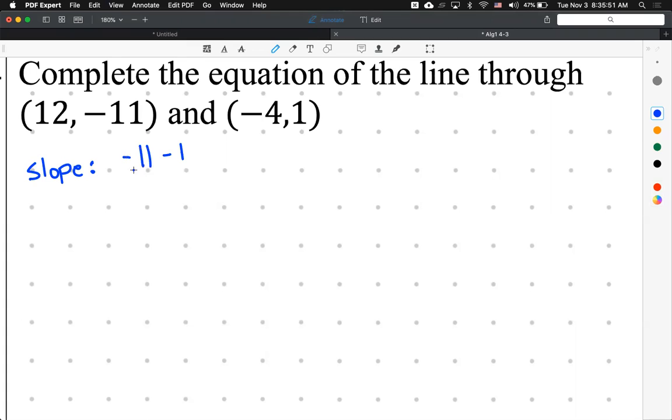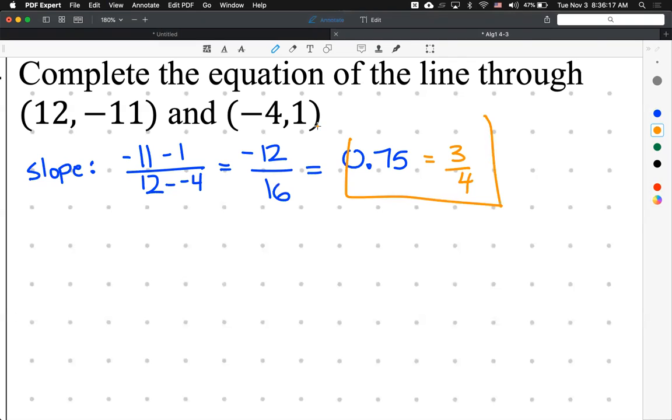Negative 11 minus 1 over 12 minus negative 4. Perfect. You got the double negative in there. What does that simplify to? Over positive 16. And yeah, that reduces to 0.75. Nice. And then just for the rest of us, as a fraction, this is the same thing as 3/4. Both of these are perfectly okay, whichever form you like. If you like decimals, fractions, what have you.